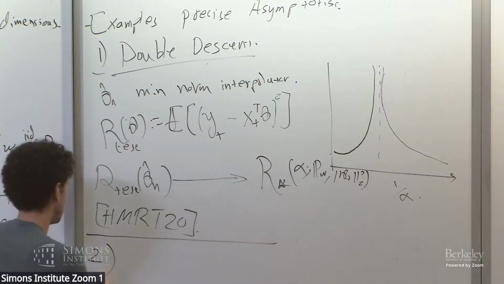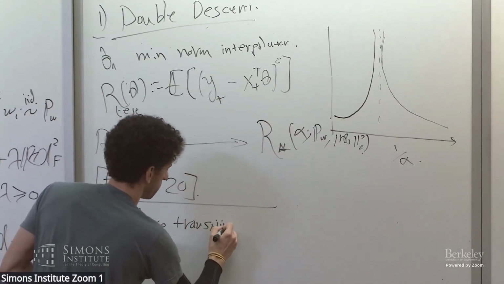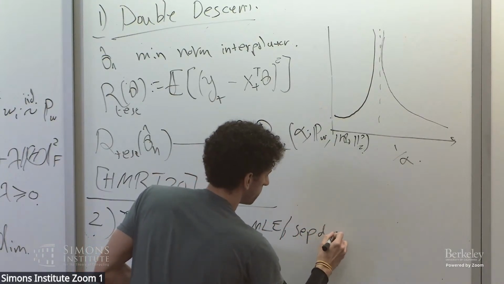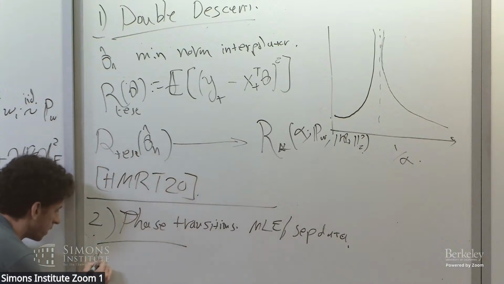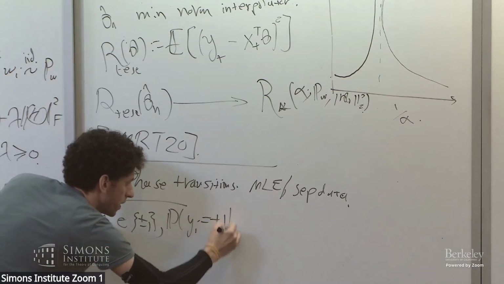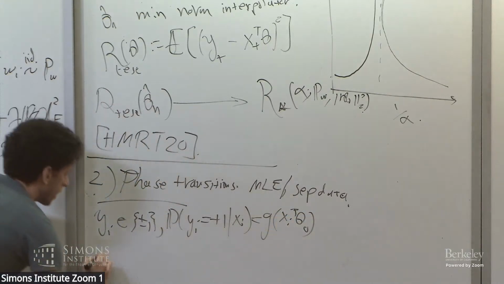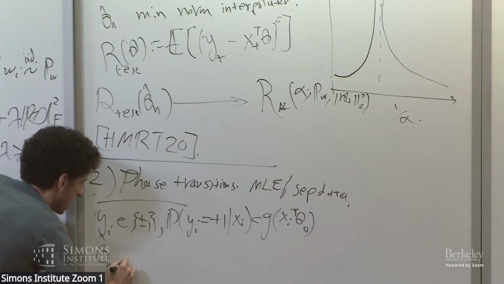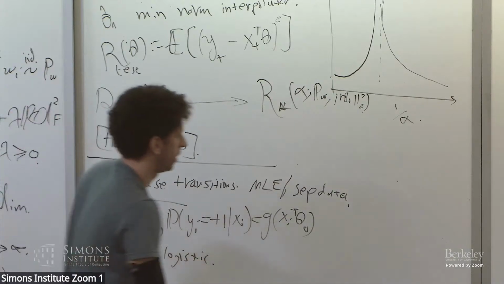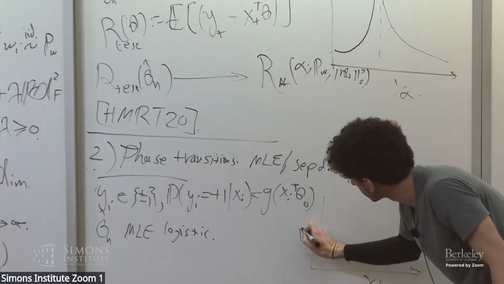Okay, some other phenomena. Phase transitions, for instance, for the existence of the MLE or separability of the data. Here I'm thinking of something like y_i equal to plus or minus 1, where the probability that y_i is equal to plus 1 given x_i is something like g of x_i transpose theta 0. And say I take theta hat n to be the MLE, the logistic MLE. Now I can plot in the space of 1 over alpha and norm theta 0.